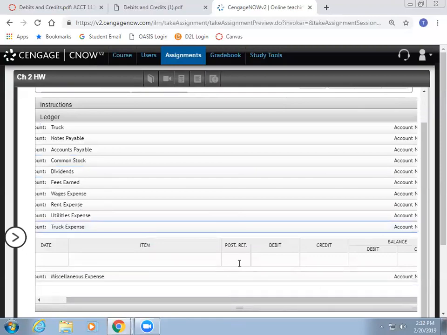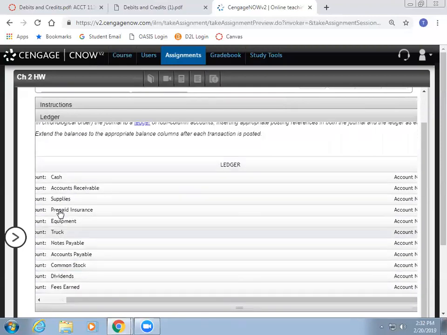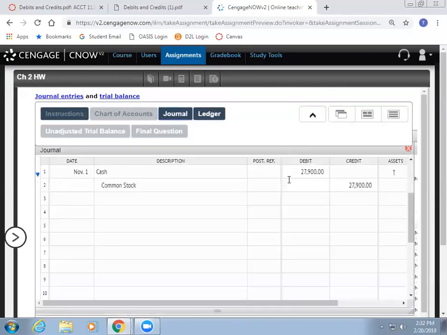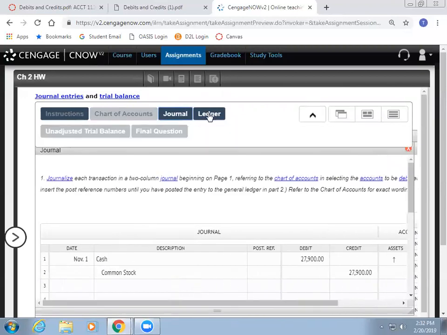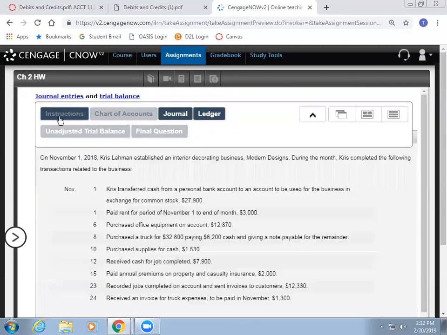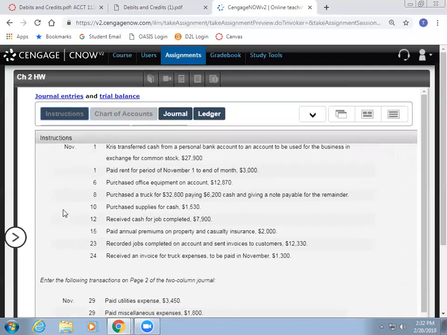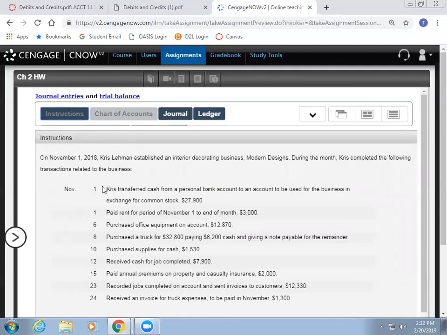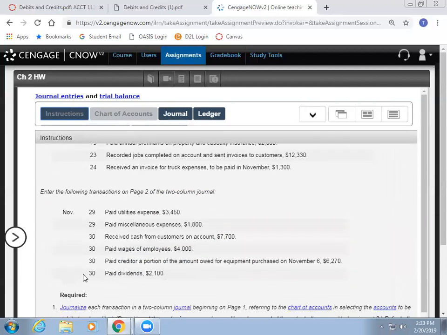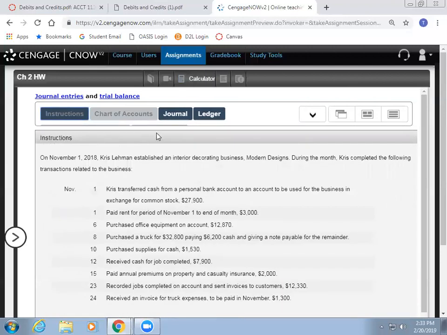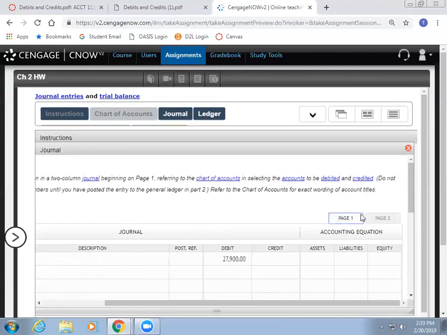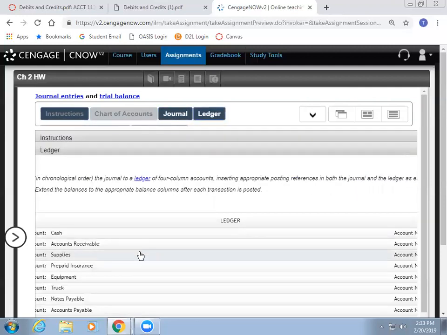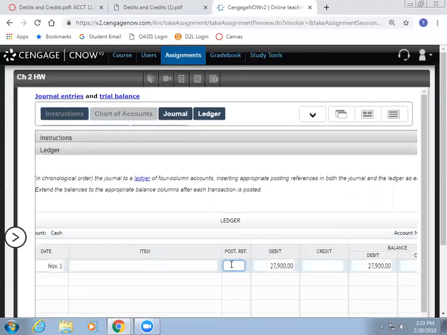And again, you'd want to do your post references. On your ledger, that would be your journal page number, which I imagine is page 1. So all of them will be page 1? I think it tells you what to journalize on page 1 and what to put on page 2. So November 1st through the 24th all go on page 1, and then the 29th through the 30th go on page 2. And there are tabs, so there's page 1, and then here's page 2. So on my ledger for cash, I put my post reference as a 1.